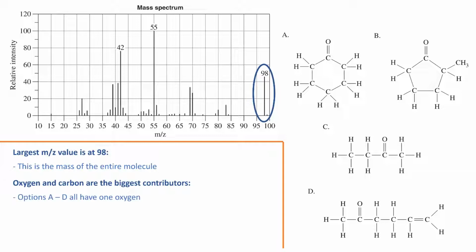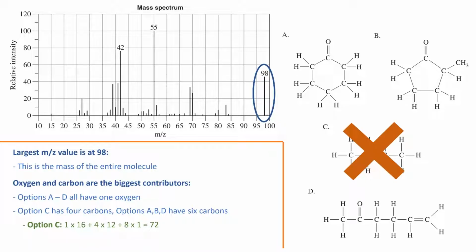Options A through D all have one oxygen, and so therefore all the molecules are the same at this point. Options A, B, and D have 6 carbons, but option C only has 4. So let's calculate its molecular mass so that we can either find our final answer or eliminate it from the rest of the options. Adding up the contribution from the oxygen, carbon, and hydrogen atoms, our total is 72 mass units, less than the 98. And therefore not the molecule of interest. We can therefore say this option is incorrect.